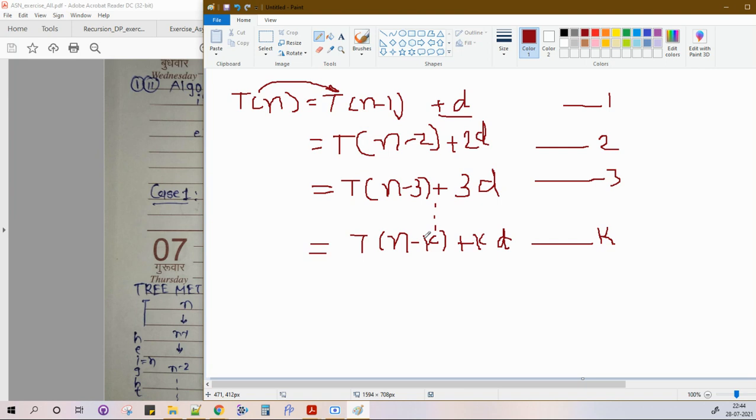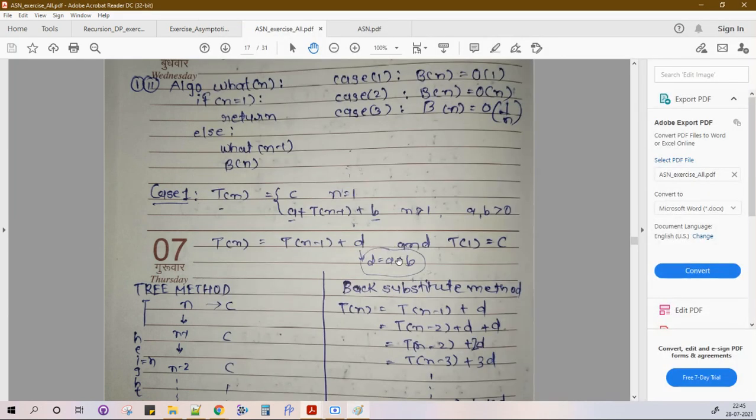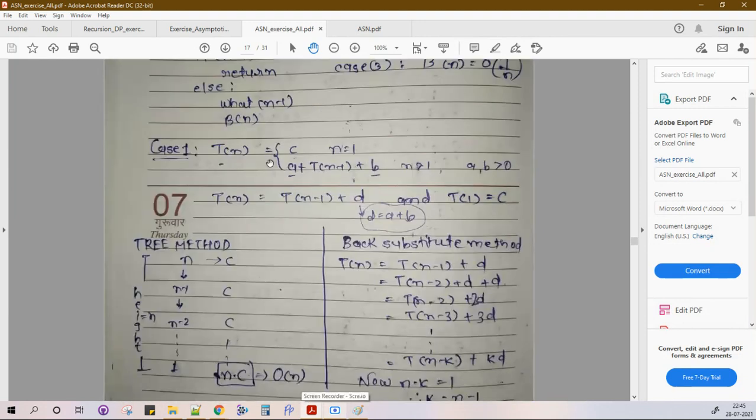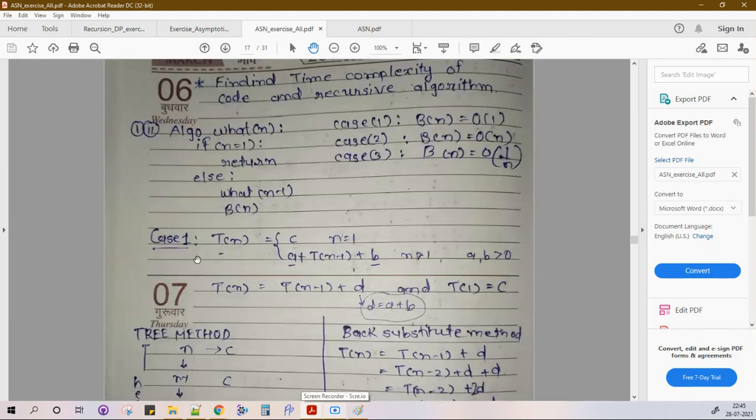Now we have generalized the formula of T(n), and now we want to find out the time complexity. So when will this loop terminate? Answer me: when n-k equals 1, right? Because when n equals 1, this loop will terminate. So T(1) is nothing but order of 1. T(1) is when I have n equal to 1, then it will return, right?